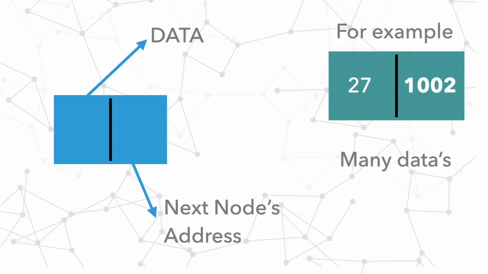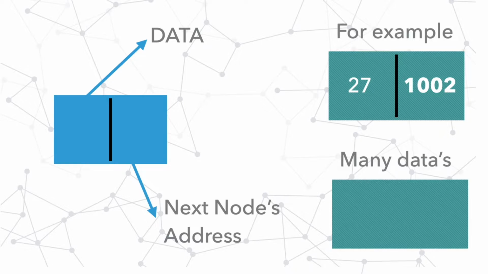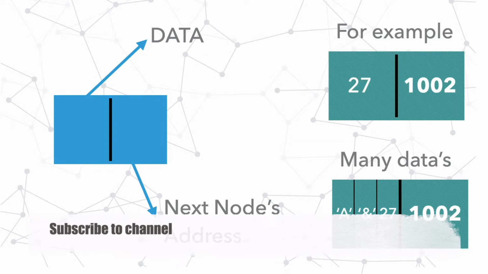Now let's see another example. It is not necessary that there should be only one data and one address. There can be many data, but you have to make sure that there is only one address given. You can see in the image that there are three different kinds of data: one is an alphabet, another one is a character, another one is the integer data type, and the next section is for the address part, which will point to another node. Now let's see how this data is linearly arranged, and why we call this a linked list.